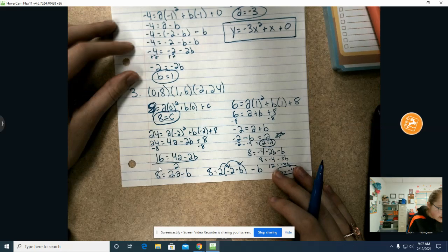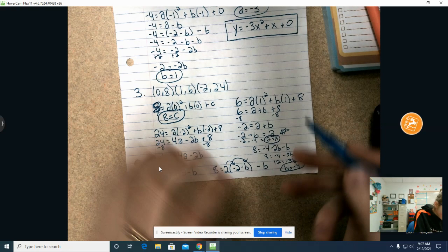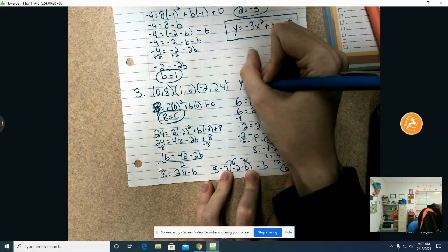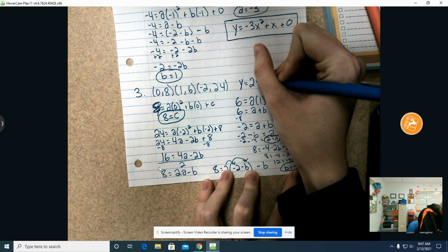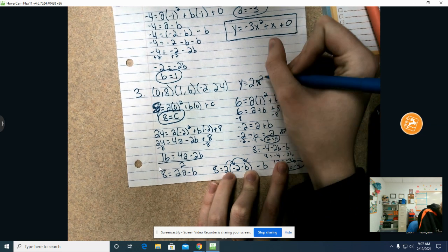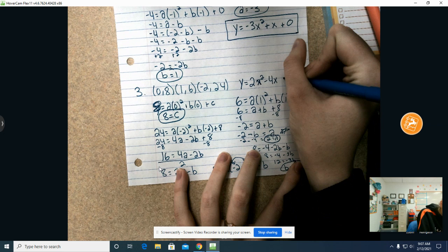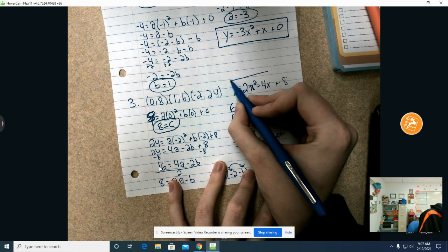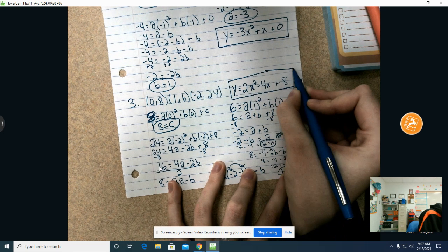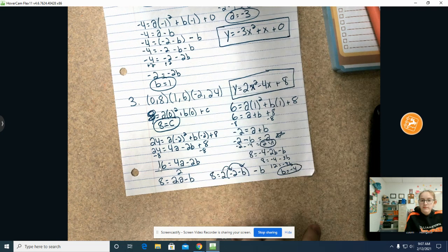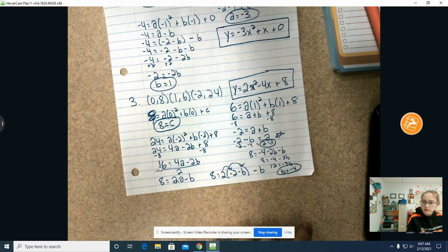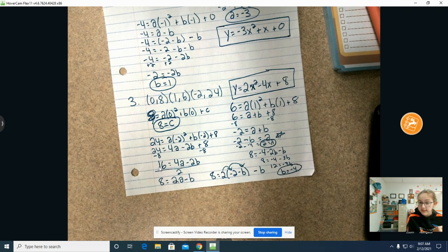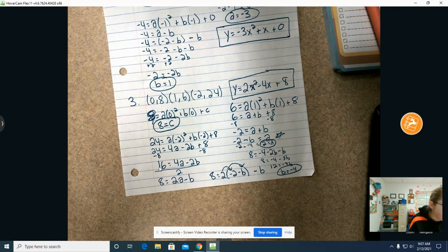So my final answer for this one, which I will write up here at the top, is going to be y equals 2x squared minus 4x plus 8. Okay, out of breath. Trying to make this video as short as possible so I know I don't bore you all to tears, but it is a lot of steps.